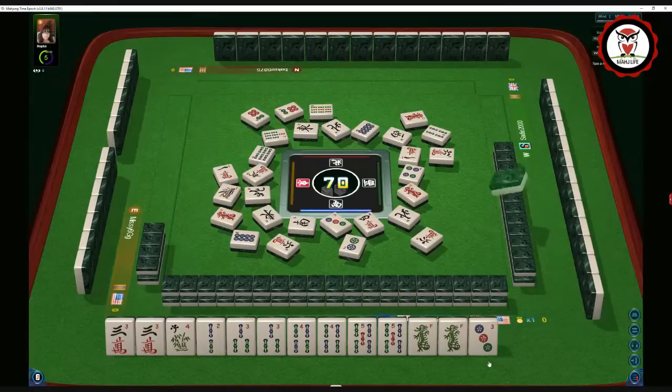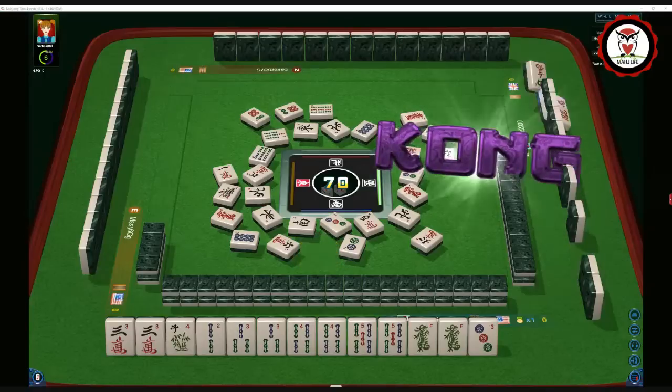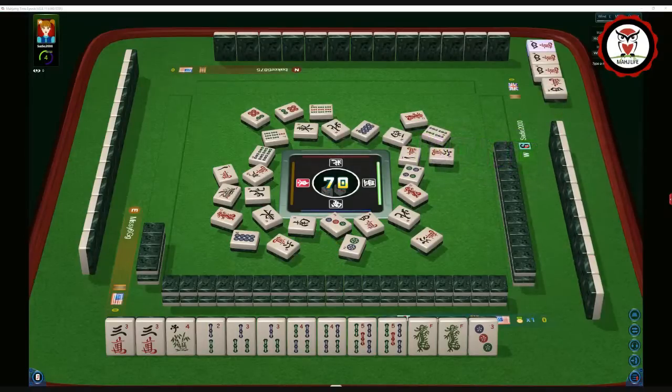1 bamboo. 4 crack. There's 1 of each out. 4 characters. Kong. Oh, Kong. I'm glad we let that 3 go. 3 bamboos. Oh, we'll pass. We're concealed.